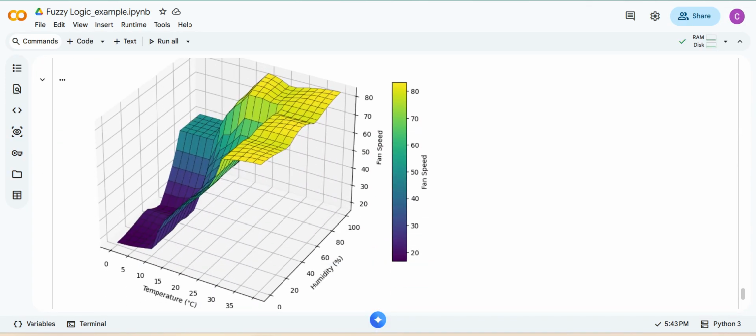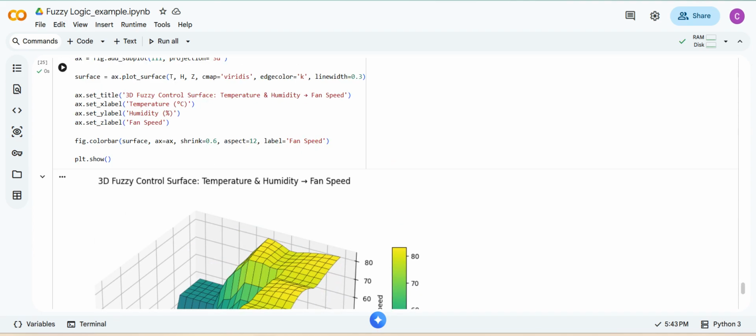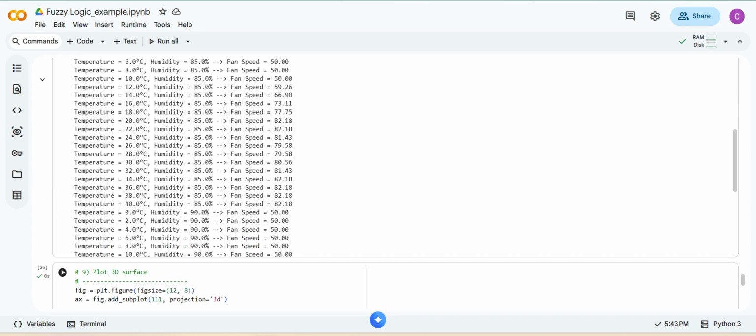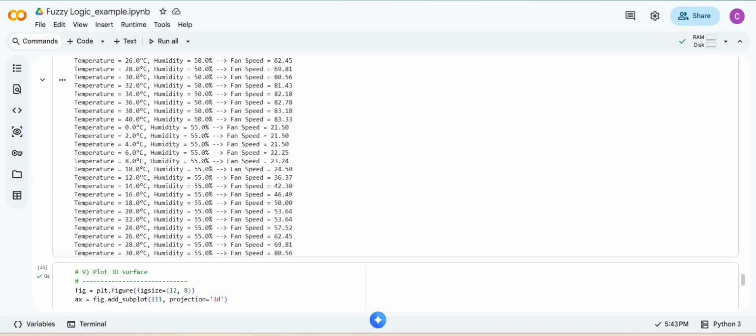In the 3D surface, one axis is temperature, one axis is humidity, which are the inputs, and for those combinations of inputs, what is the output? So this is called a 3D surface plot. I am sharing this code with you. Explore it and try to revise the concept of fuzzy logic. All the best.